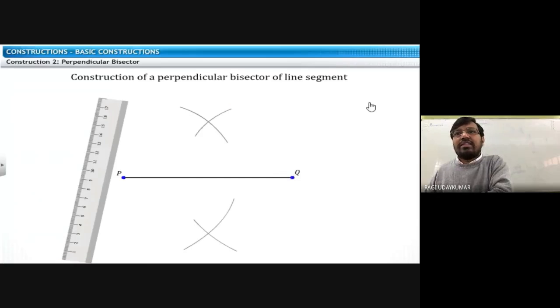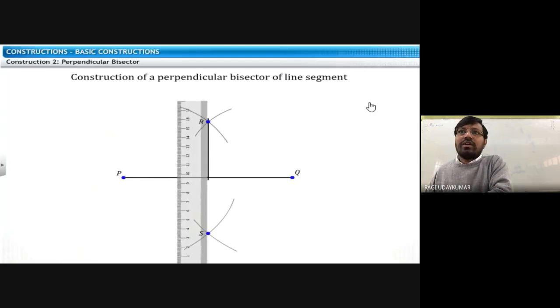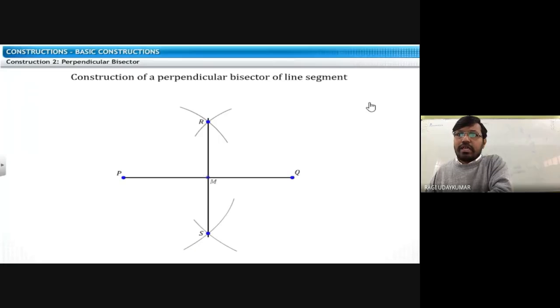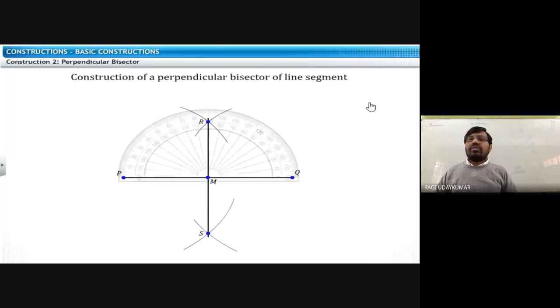Arcs will not intersect. So P as a radius, more than half as a radius, draw two arcs like this, and Q as a radius also draw the two arcs which intersect the previous two arcs. And join these two intersection points. ये दोनों intersection points को join कर लो, RS, using the ruler, and this line is called perpendicular bisector of this line segment. RS is a perpendicular to the line segment.